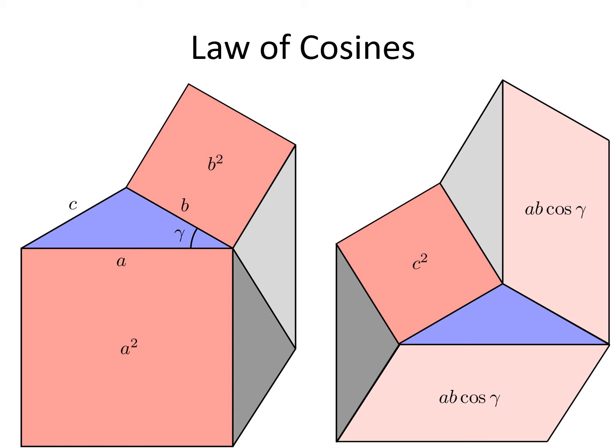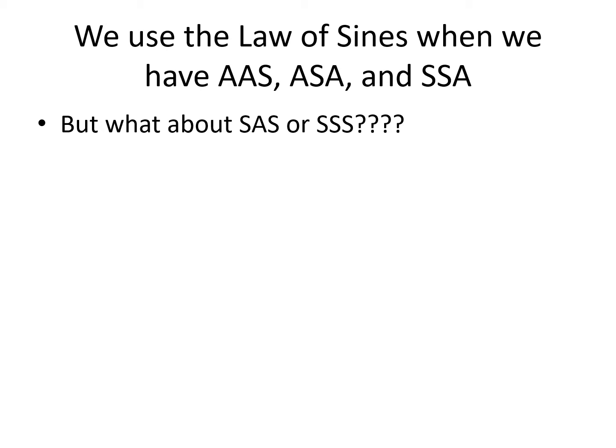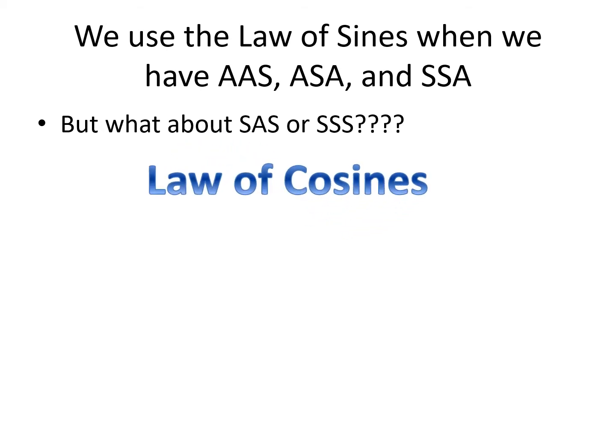All right, well, we have the law of sines, and we know that in order to use the law of sines, we need to have at least one angle and the side opposite. But we can also use the law of cosines. So when we use the law of sines, we have to have angle, angle, side, or angle, side, angle in order to use it effectively. But what about side, angle, side, or side, side, side? What would we do in those cases? Well, we can use the law of cosines.